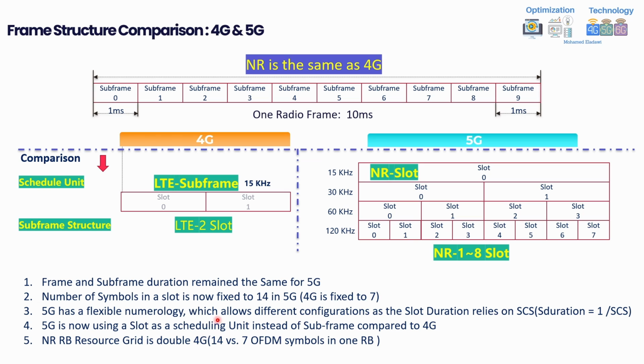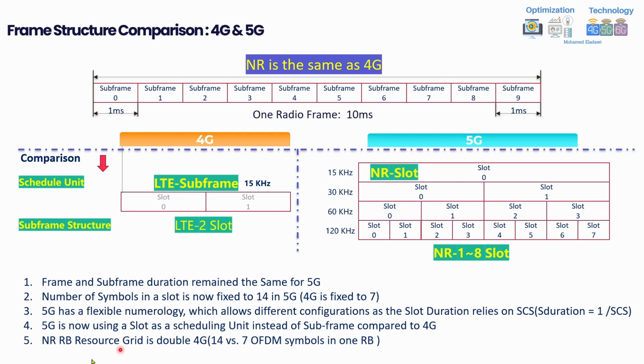Now 5G allows different configurations, up to 240, but we are speaking about supporting up to 120 kilohertz, because 240 is mainly used for the control channel in millimeter wave. So this flexible numerology allows more flexibility in the slot duration, because the slot duration is equal to 1 divided by the subcarrier spacing. So the more you increase the subcarrier spacing, the shorter the slot duration, which means your scheduling will be faster, because your scheduling unit in 5G is now based on the slot.